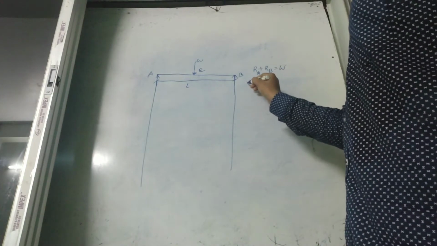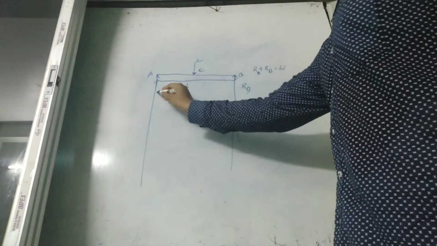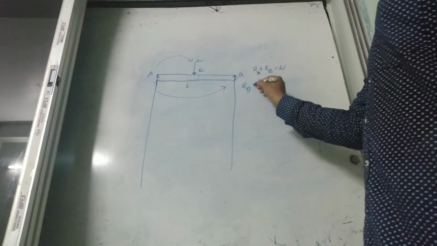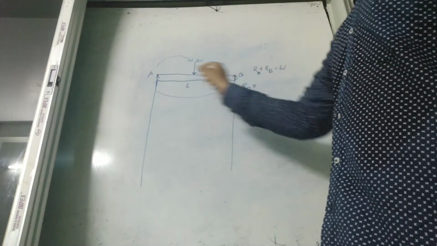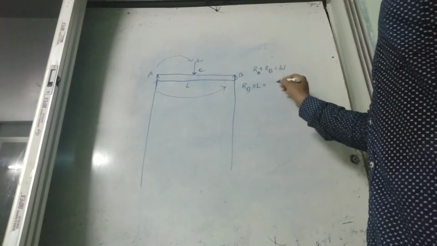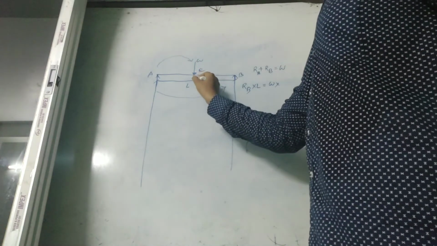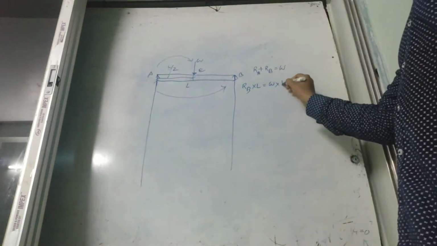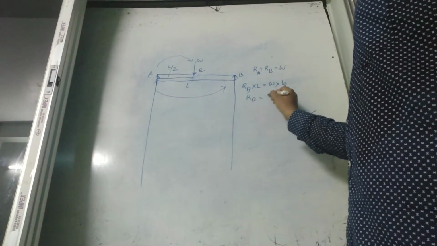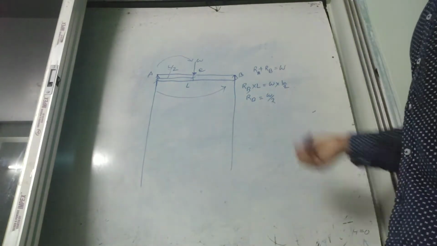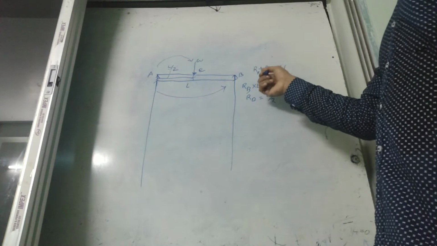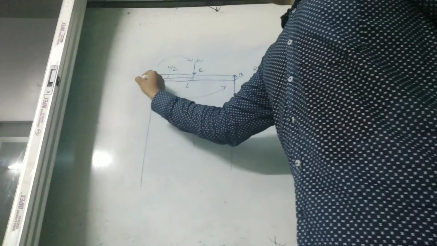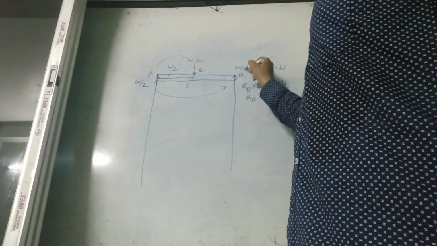So if we take the moment about A, RB goes anticlockwise and W goes clockwise according to the moment theorem. RB works at distance L from point A. RB into L equals W, which works at L by 2 distance. Okay, L by 2 distance. W into L by 2. So RB is automatically equal to W by 2. If RB is W by 2, then RA equals W minus W by 2, which is W by 2. So we easily calculate RA equals W by 2, RB is W by 2.